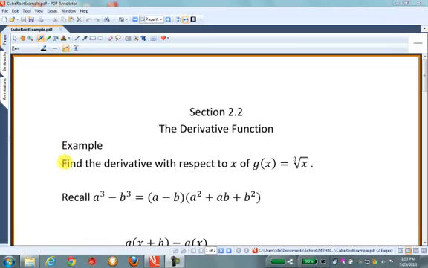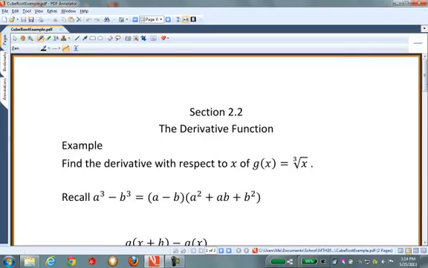In this example, we'll take the derivative with respect to x of g of x is equal to the cube root of x. Along the way, we'll have to remember this formula for factoring the difference of two cubes, that a to the third minus b to the third is a minus b times the quantity a squared plus ab plus b squared.